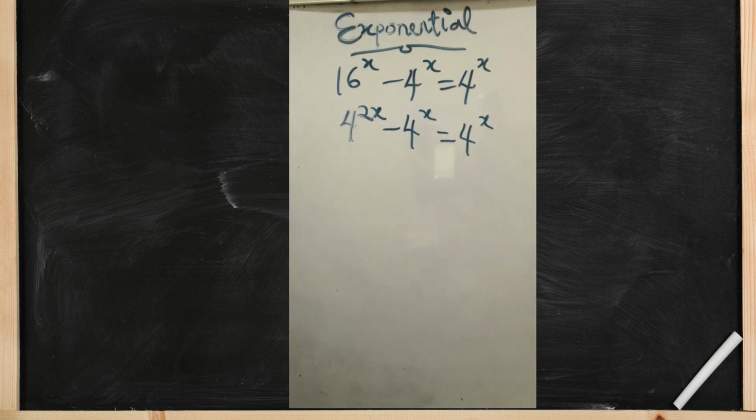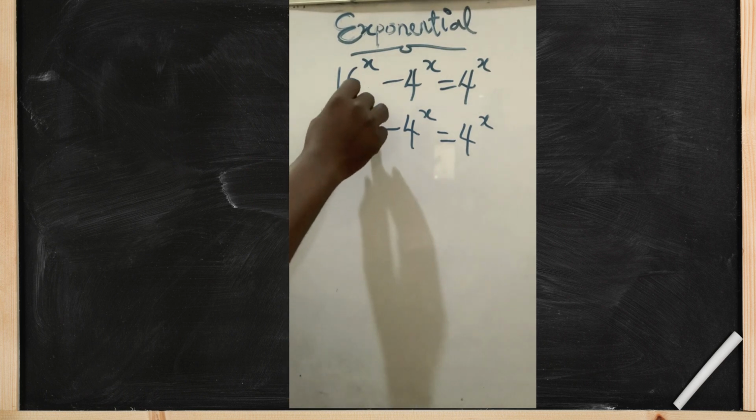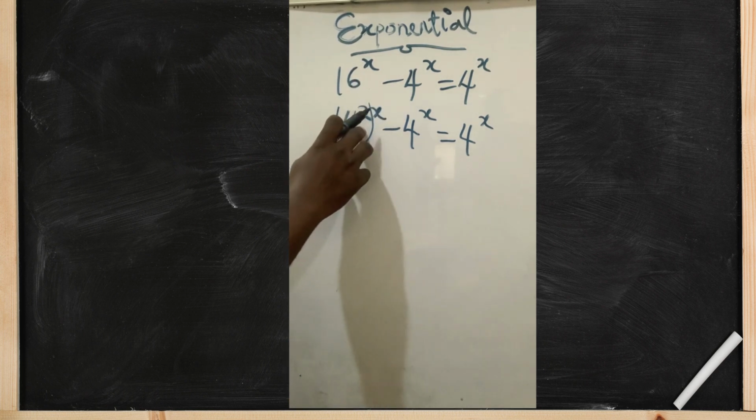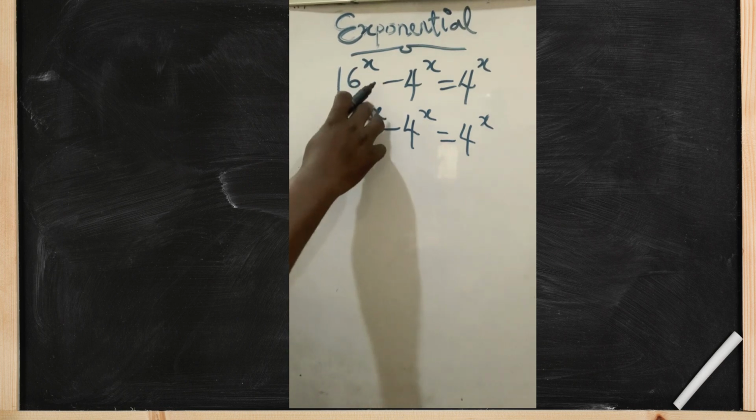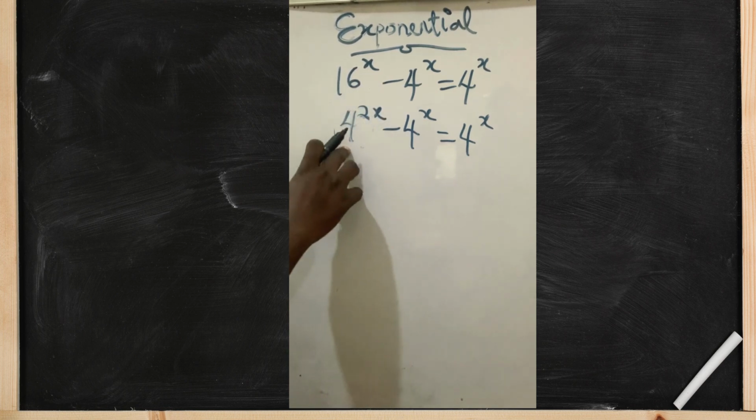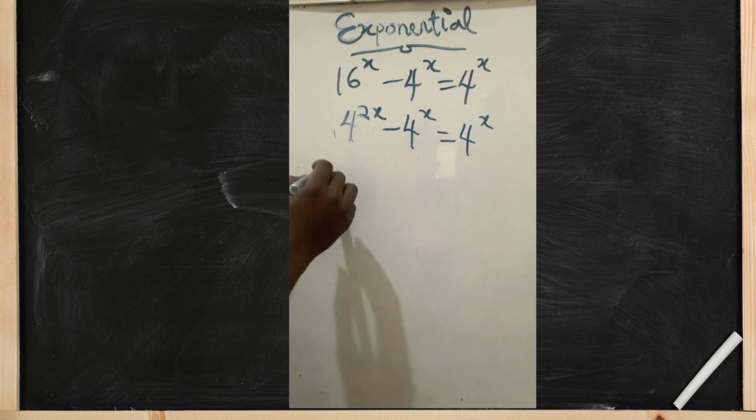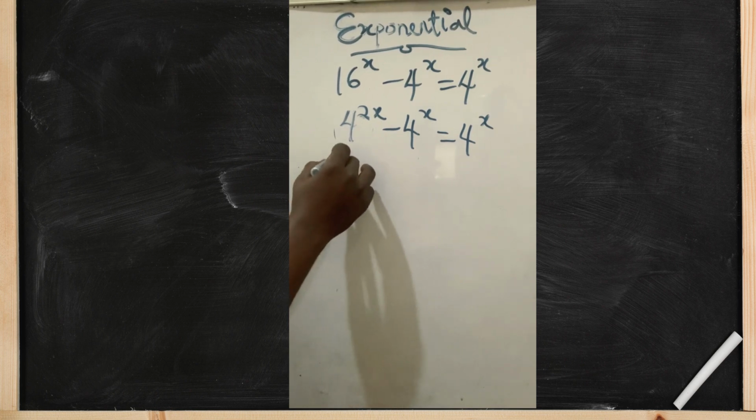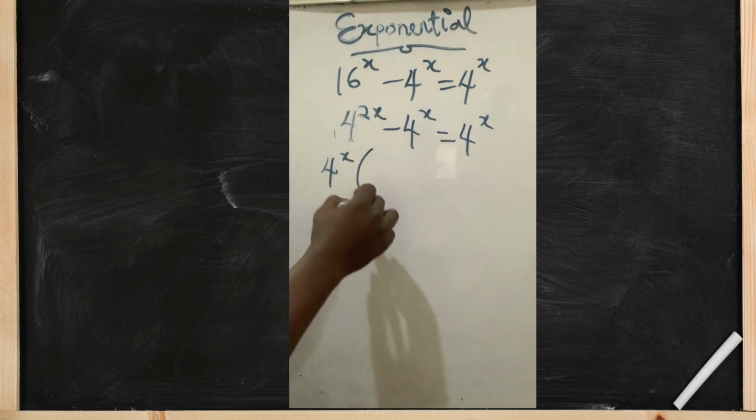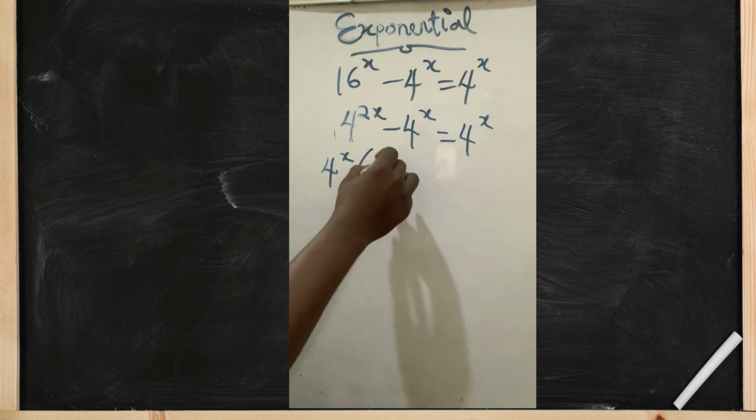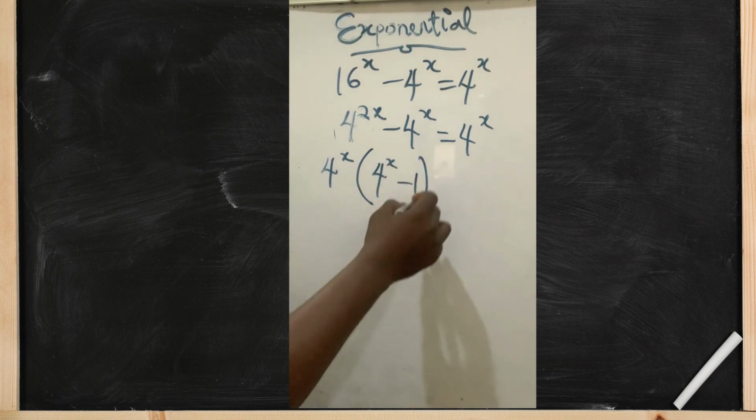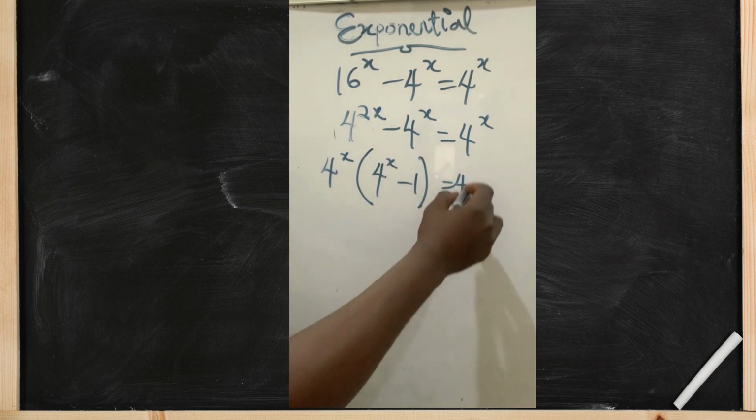Because what we are saying in essence is that the square of this 4, which is the same thing as doing this, the square of this 4 will give you 4 raised to power 2x. Now from here we can factorize out one of it, 4 raised to power x, then you have 4 raised to power x minus 1 equals 4 raised to power x.